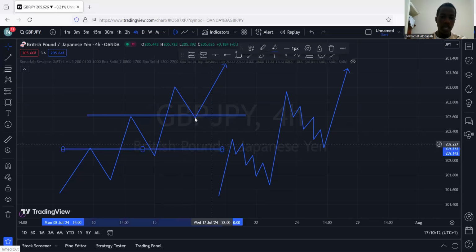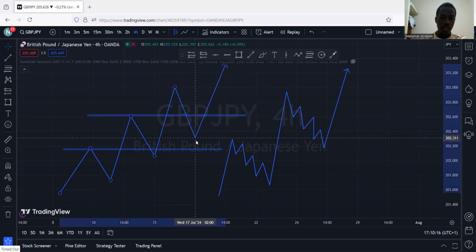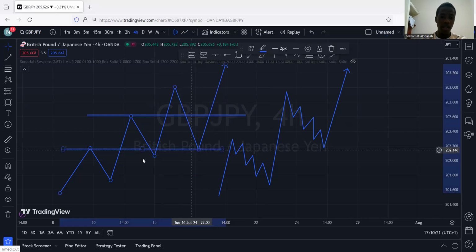Another thing you need to note about this kind of entry is that when the market is retracing, the market can actually retrace up to here, right? Why? Because it has not yet violated the law of an uptrend. What's the law of an uptrend? The law of an uptrend simply says that the market should not break the higher lows. And this is our higher low here. The market has not broken any higher low. So if the market is anywhere between here and here, you can still take your buy positions.